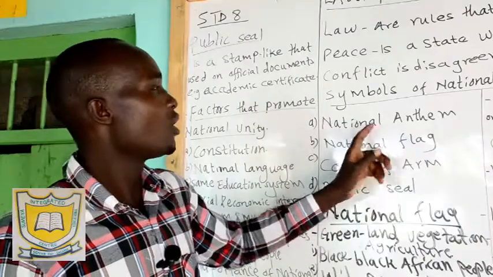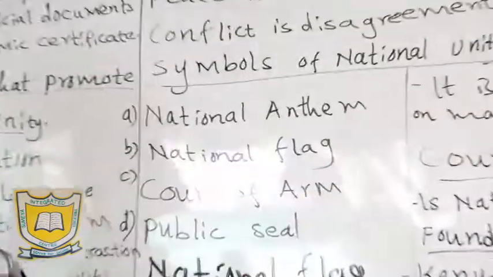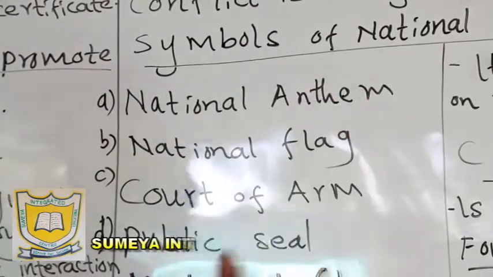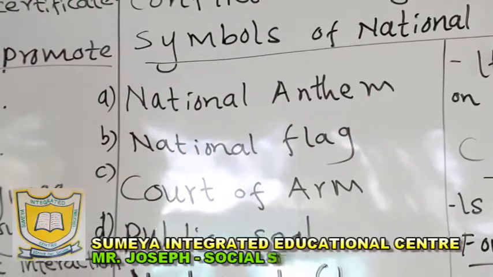So number one, we have what you call the national anthem. National anthem is a symbol of national unity. So when we sing that national anthem, first thing, the national anthem is like a prayer.